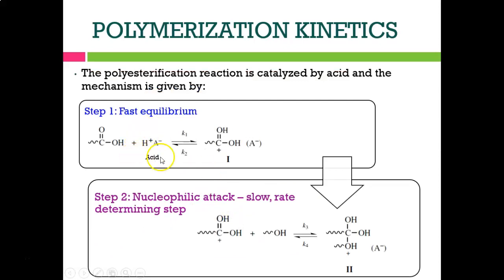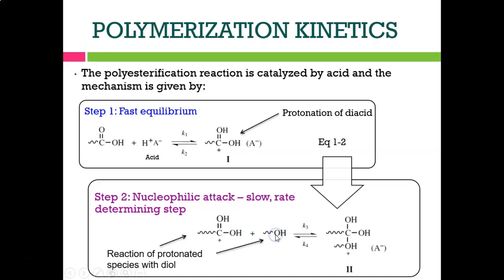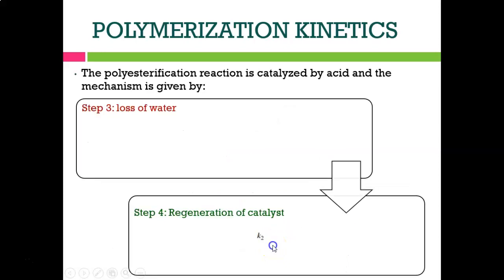First, in step 1, it involves a fast equilibrium. When there is acid, COOH undergoes a reversible reaction to produce a protonated acid. And in step 2, it involves the nucleophilic attack with OH, which is the slow rate determining step. So the protonated species will react with the diol structure, which is the second monomer.